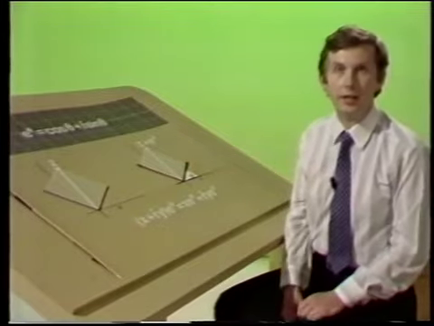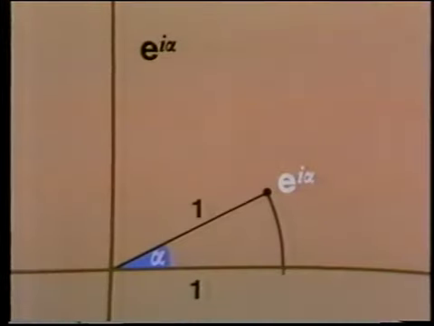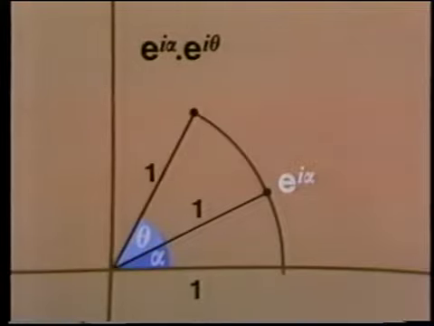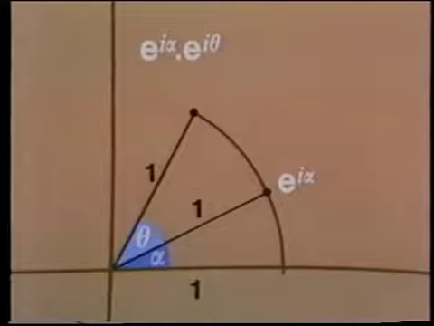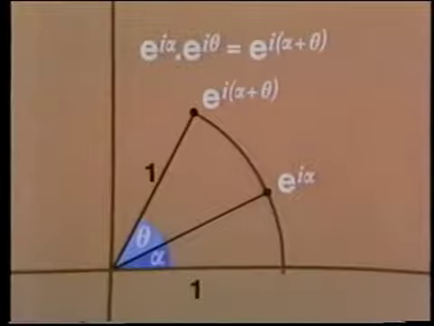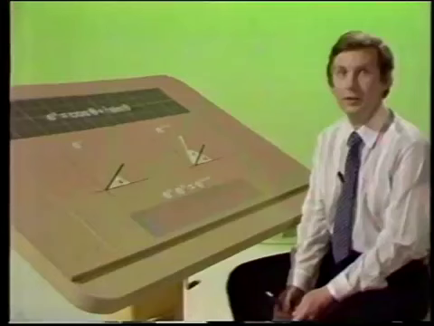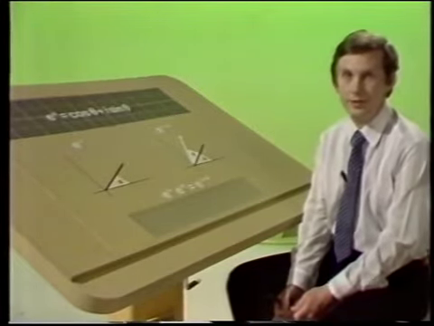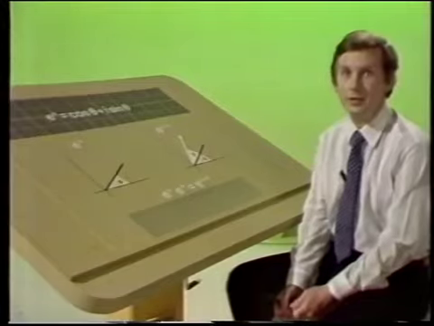What does it look like algebraically? Let's start with e to the I alpha. What do you get if you multiply this e to the I alpha by e to the I theta? You'll have to rotate it through an angle theta. And the number you end up with is the product. But what is this number? It's distance 1 from the origin and at an angle alpha plus theta. And so the product is e to the I alpha plus theta. So to multiply e to the I alpha by e to the I theta, we simply add the powers, which is exactly what you would do for real powers.